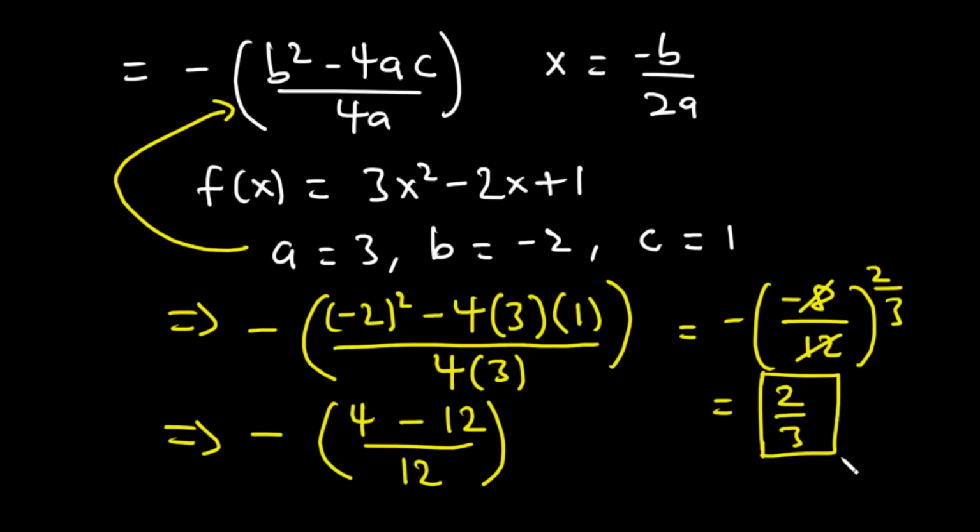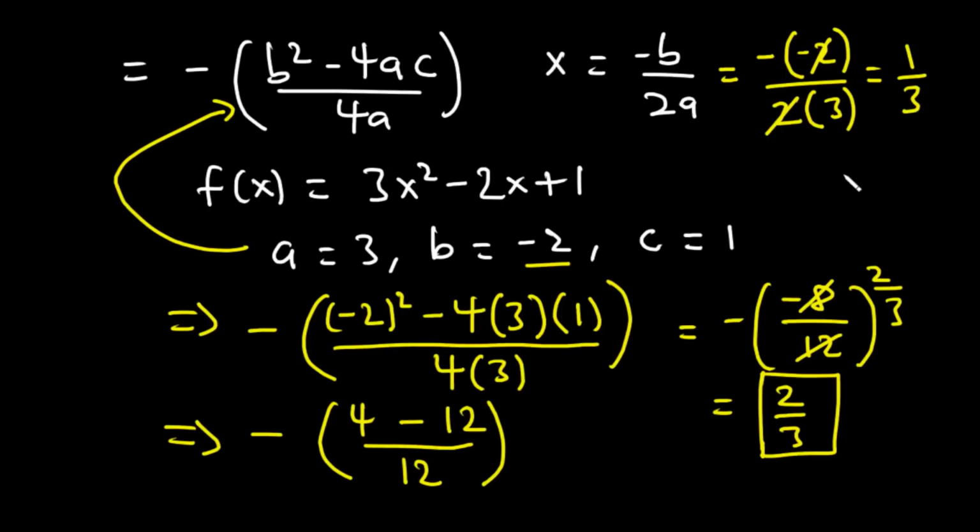Now to find where it occurs, we need to substitute b and a into this equation. So it's going to be negative into bracket, b is equal to negative 2. So we have negative 2 divided by 2 into bracket, a is 3, so we have 3. So 2 cancels 2, and then negative 1 times negative 1 is equal to 1. So we have 1/3. So it occurs at x is equal to 1/3. So the minimum value for this particular quadratic function is 2/3, and then it occurs at x is equal to 1/3.